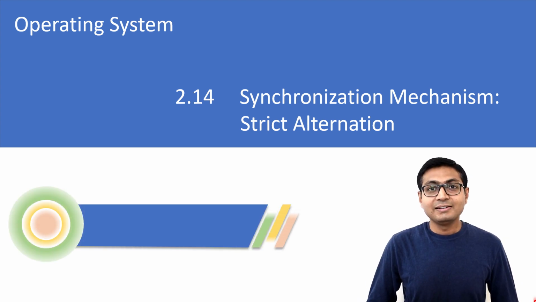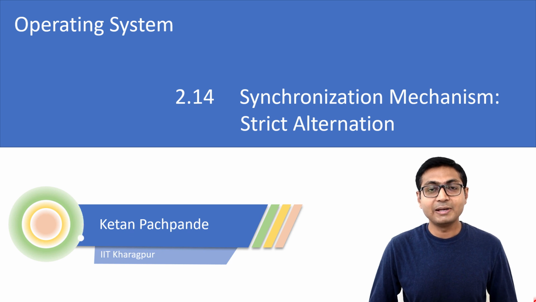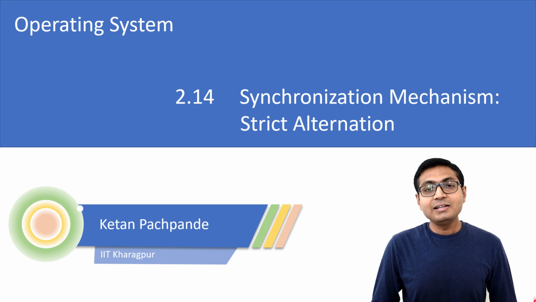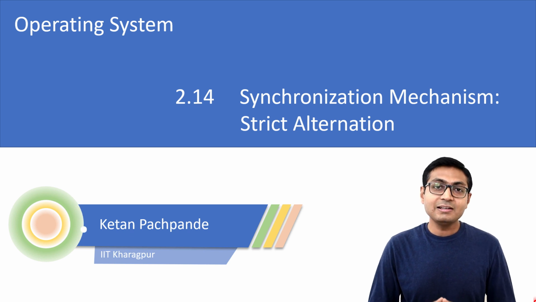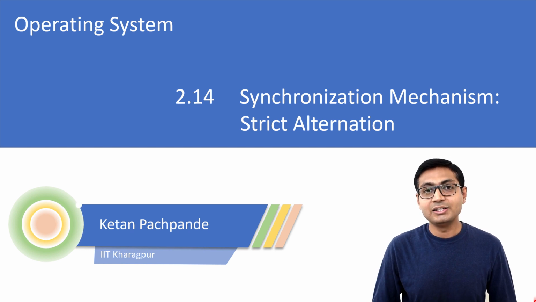Hello again friends. In the previous session we started with the lock variable synchronization mechanism. There we discussed this lock variable mechanism does not guarantee mutual exclusion. It guarantees the progress, and again it does not guarantee the bounded waiting. Similarly, all the requirements of a synchronization mechanism we are going to discuss in this next synchronization mechanism, which is strict alternation.